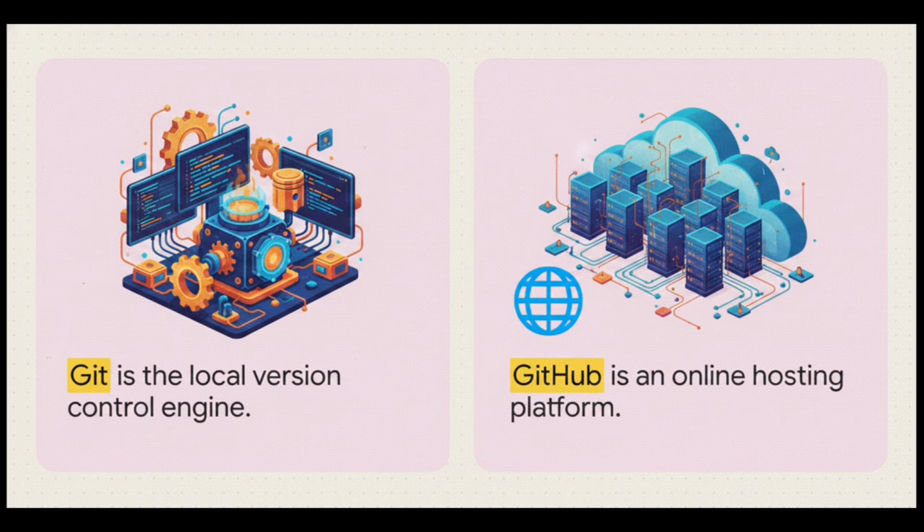Git is the actual local version control engine running under the hood directly on your computer. It does the heavy lifting of tracking. GitHub, on the other hand, is simply an online platform, a website, that hosts those Git repositories. So you use Git locally on your laptop to track your code, and you use GitHub to back up that repo online and collaborate with millions of other devs.